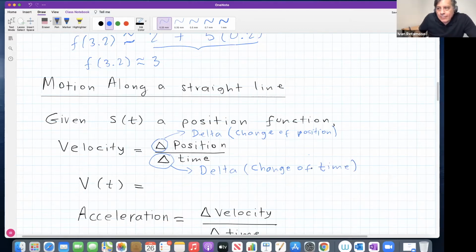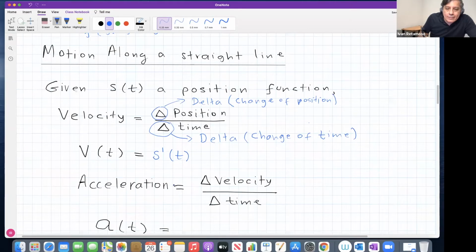But this velocity, as I explained, can be gotten by just taking the derivative of this position function with respect to time. So velocity will be the derivative of the position function, okay? That's the connection with calculus here. Velocity is the derivative of the position function.